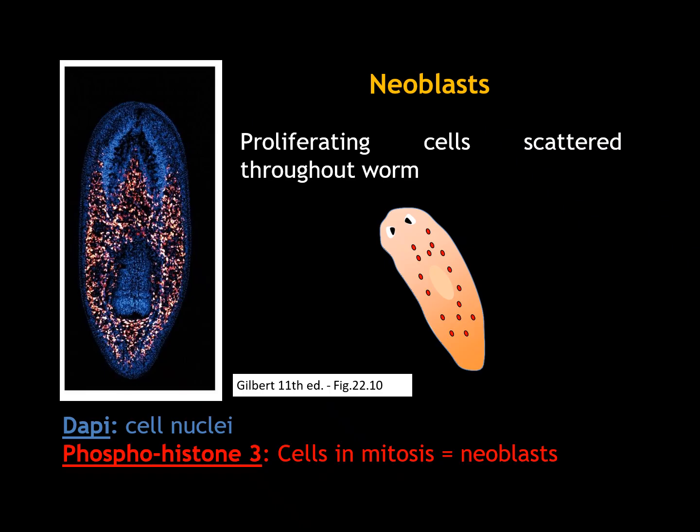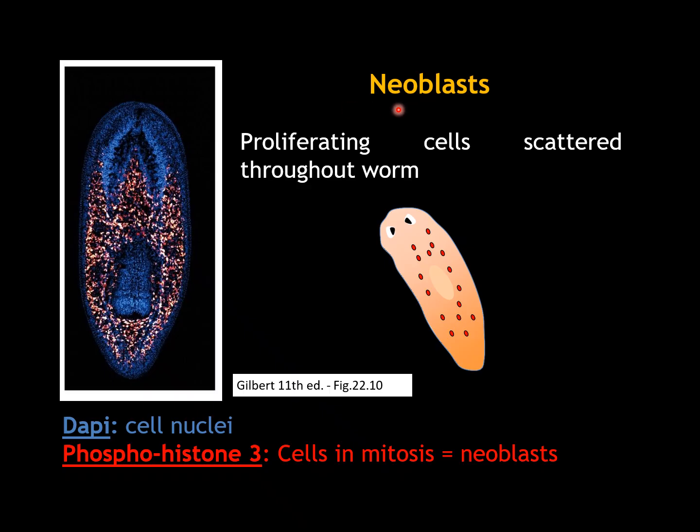Okay, so here you have a diagram and a picture taken from your textbook. Here you see some of those cells with two stains: DAPI for the nucleus and phosphohistone, which labels the histone, marking the places where there is mitosis. So you see that in many places there is cell proliferation.